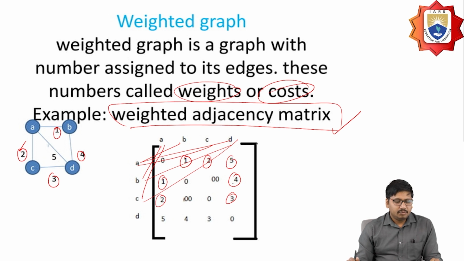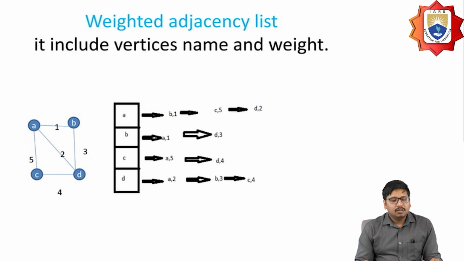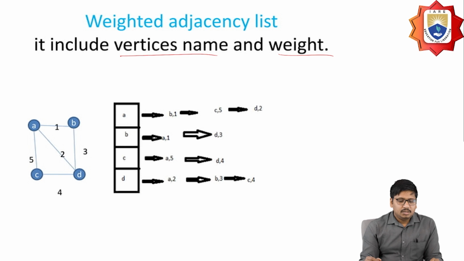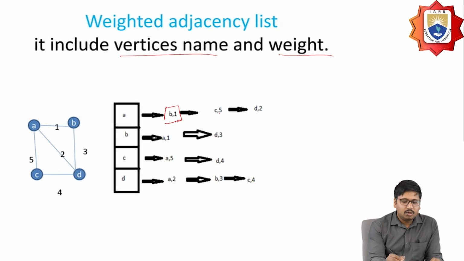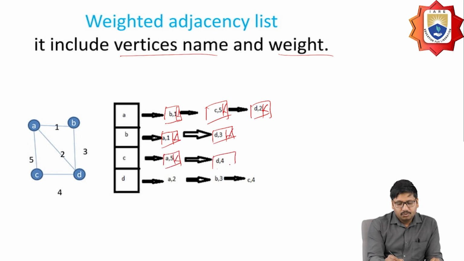So a weighted graph is one in which the edges carry weights, and these weights are presented in the adjacency matrix. And a weighted adjacency list includes the vertex names and weights. So in this one, along with the nodes, I'm going to represent the weight value also here. So in this weighted adjacency list, I can represent the nodes along with the weights also.